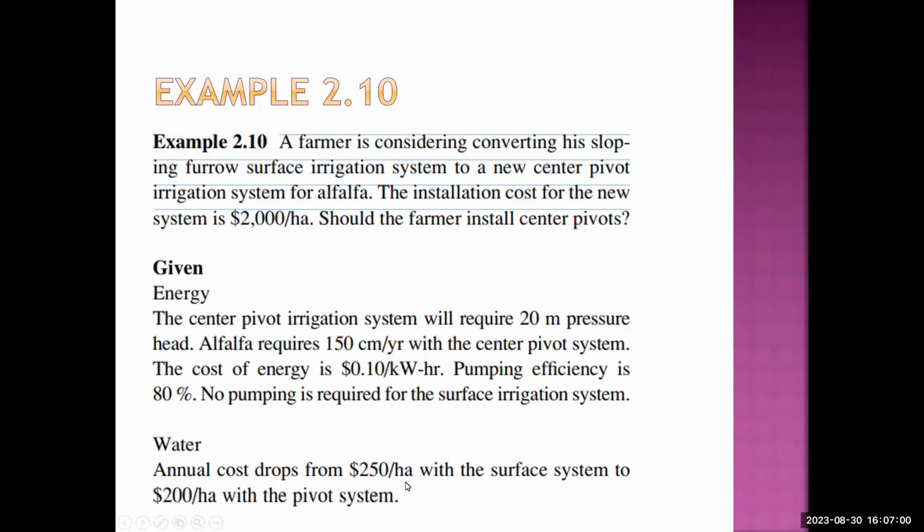Okay, let's look at water. Annual cost drops from $250 per hectare with a surface system to $200 per hectare with a pivot system, just because you're using less water.